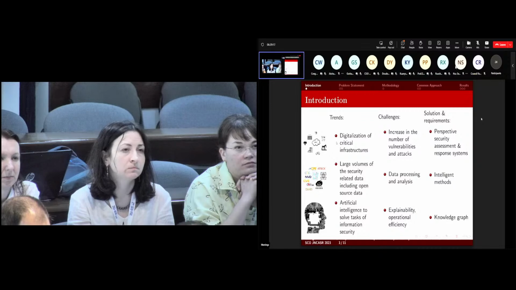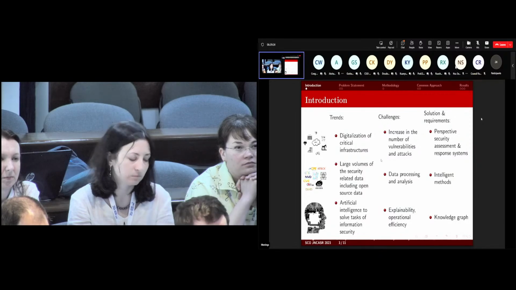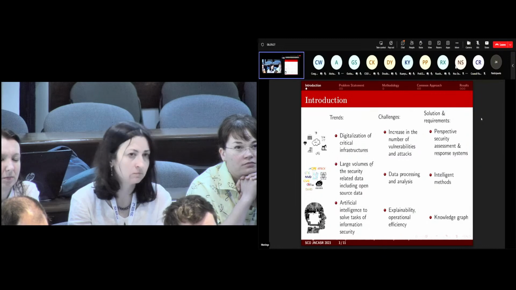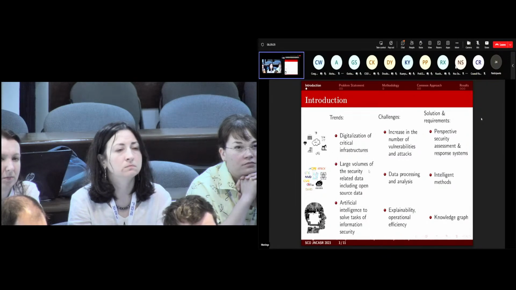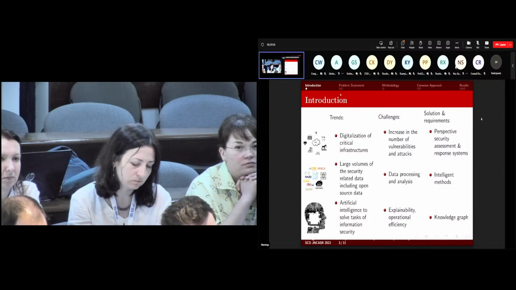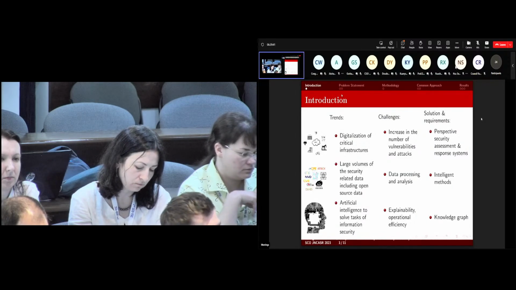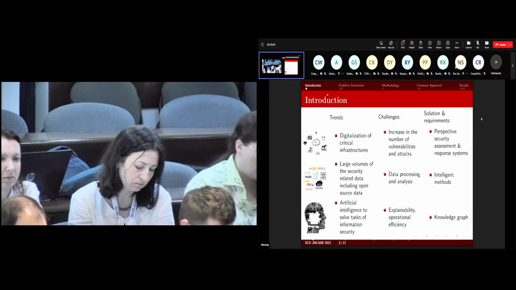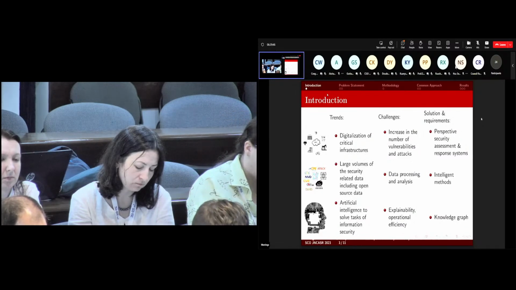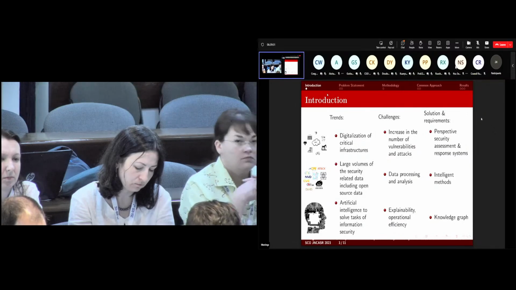Currently, security monitoring systems gather large volumes of security-related data. Processing and analysis of such data is a challenging task implemented using intelligent methods. But currently, such methods lack explainability and objectivity, which limits taking efficient security decisions, and they lack operational efficiency, which limits taking timely decisions. As a solution for this challenge, a method based on a knowledge graph can be used.